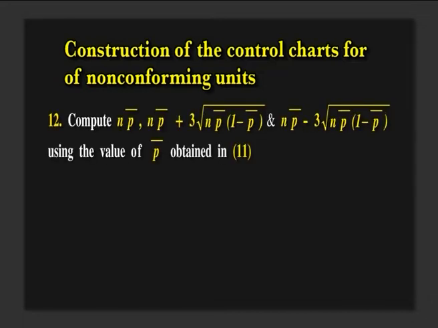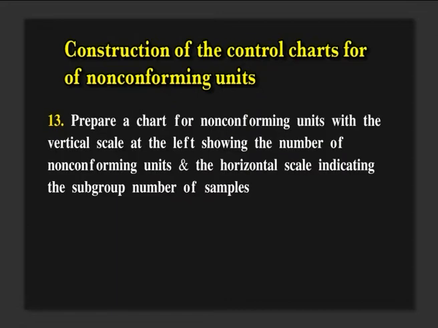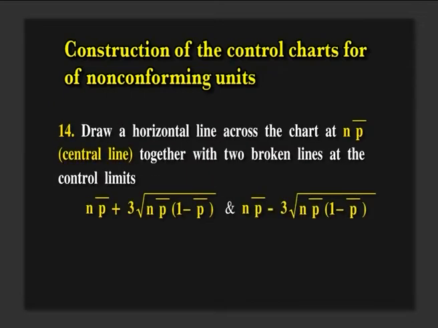Step 12. Compute NP bar plus 3 times root of NP bar into 1 minus P bar and NP bar minus 3 times root of NP bar into 1 minus P bar using the value of P bar obtained in 11. Step 13. Prepare a chart for non-conforming units with the vertical scale at the left showing the number of non-conforming units and the horizontal scale indicating the subgroups, number of samples.